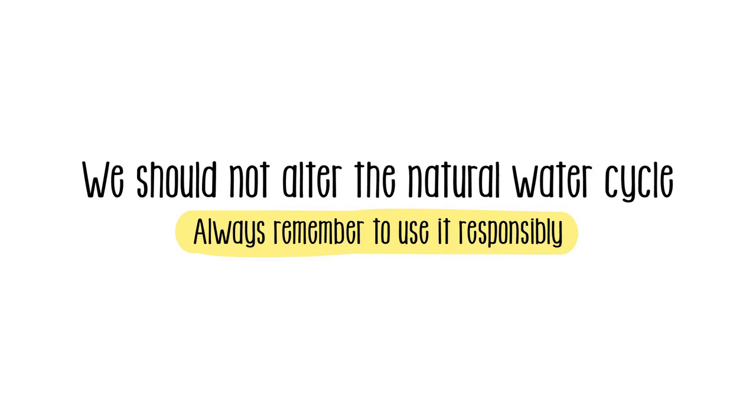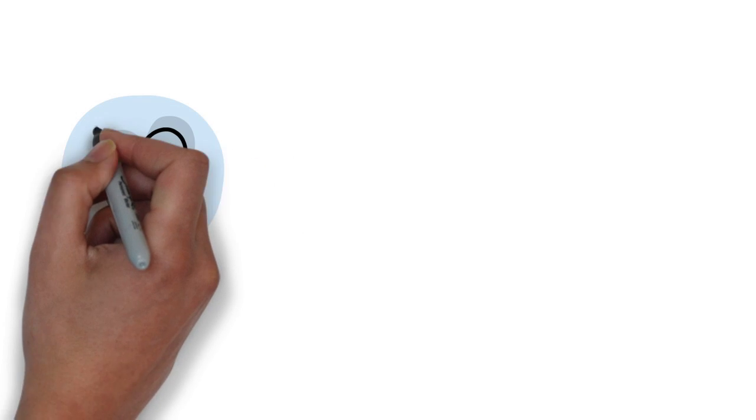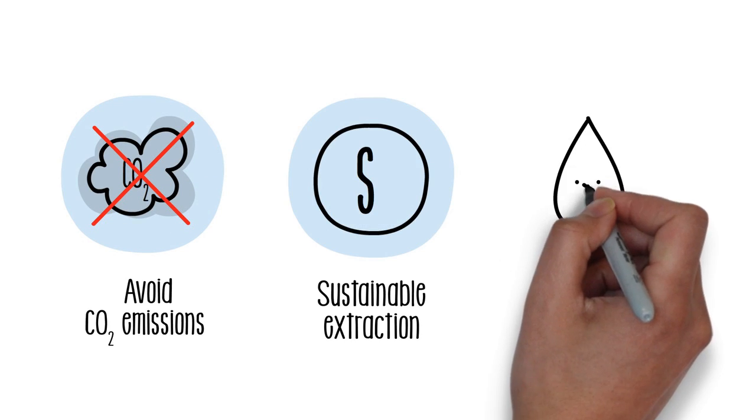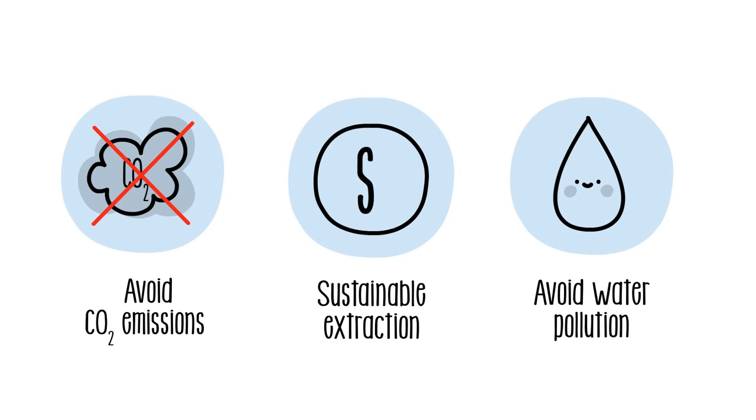We must not disrupt the natural water cycle. Remember to always make use of it responsibly. It is necessary to avoid carbon dioxide emissions, perform sustainable extractions, and avoid water pollution.